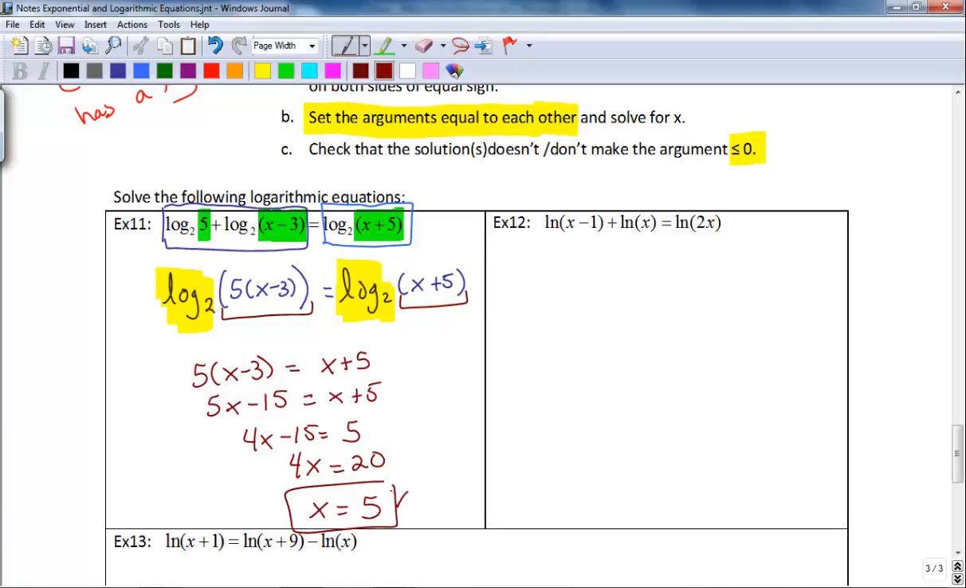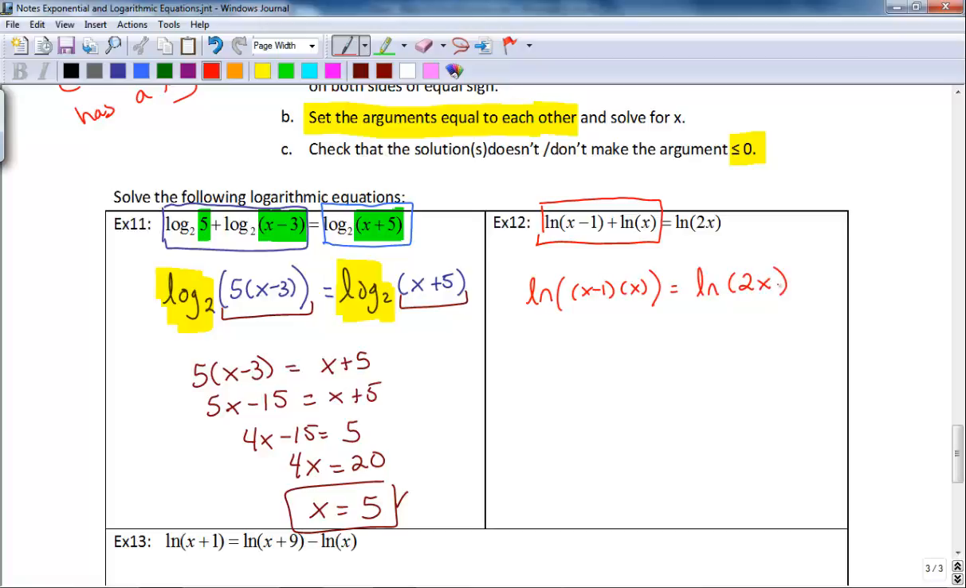Let's look at example 12. Same thing as before. The very first thing we need to do is condense down to a single log on both sides of the equal sign. I'm fine on the right-hand side, but on the left-hand side I need to do a little bit of work. I have the natural log of x minus 1 plus the natural log of x. Well, that's the product rule. The product rule says that if you're adding, you can multiply the arguments. So that's going to be the natural log of x minus 1 times x equals the natural log of 2x.